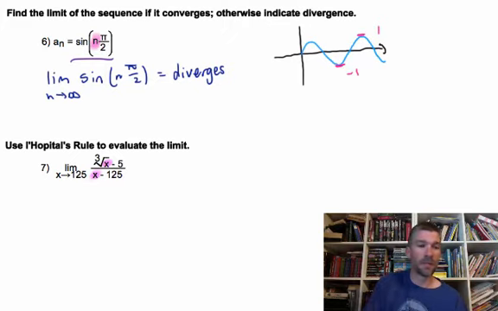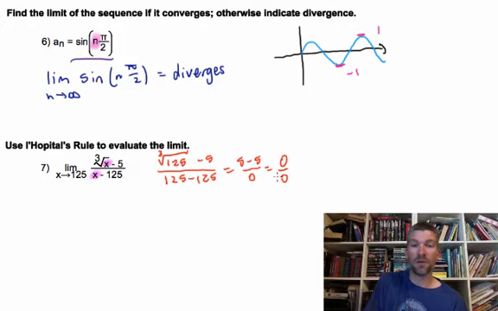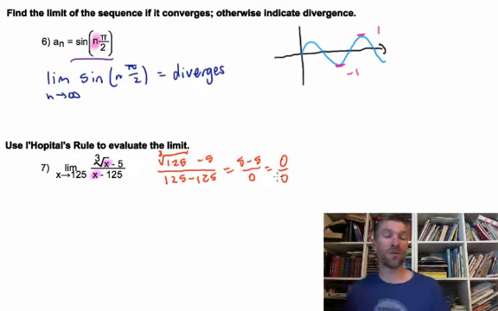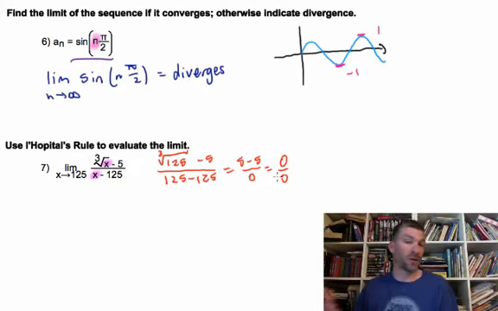The problem is with this particular guy, I wind up with an indeterminate form. I wind up with the cube root of 125 minus 5 over 125 minus 125. Well, the denominator is a straight up 0, and the cube root of 125 is 5, so that's 5 minus 5, and that gets me 0 over 0. This is what's called an indeterminate form. We don't know what's going on because we get this specific thing.